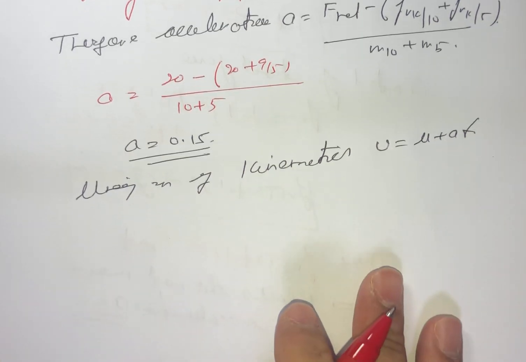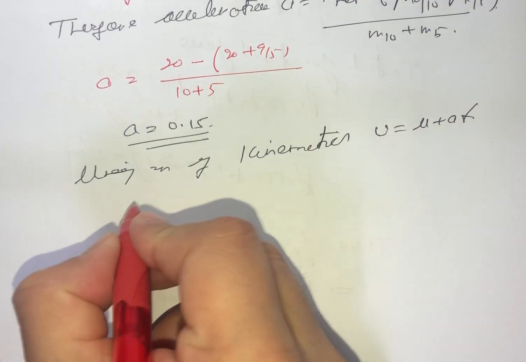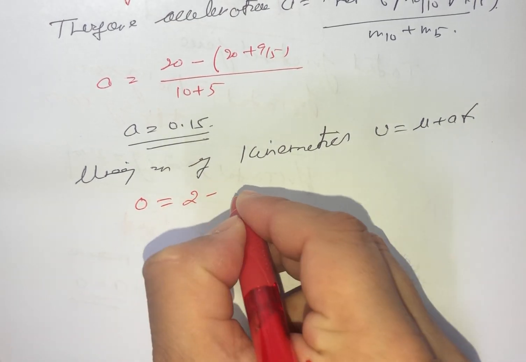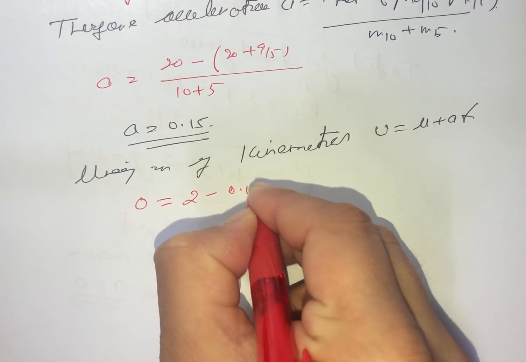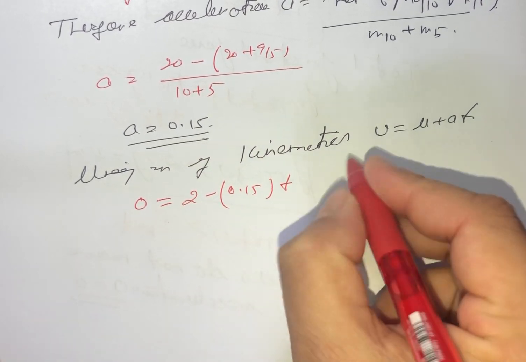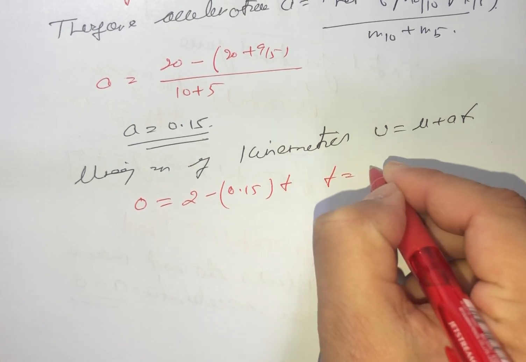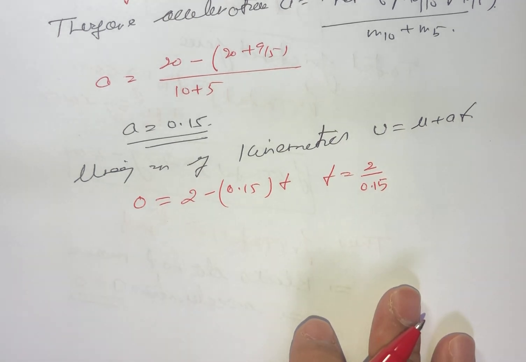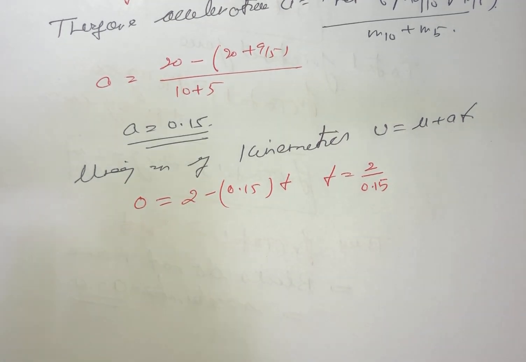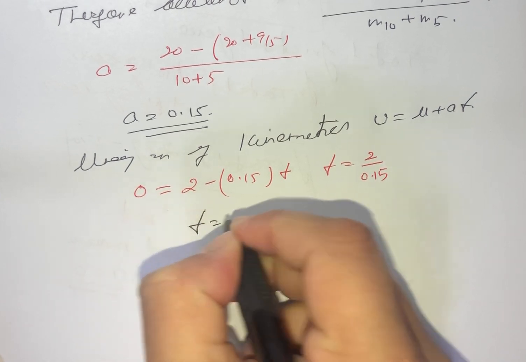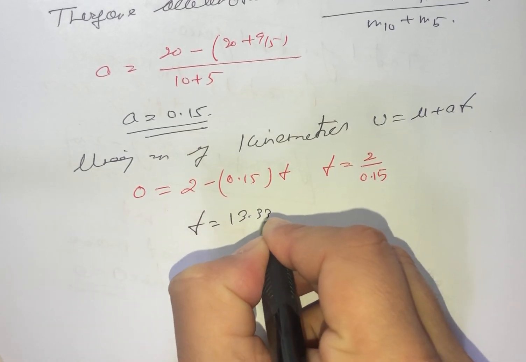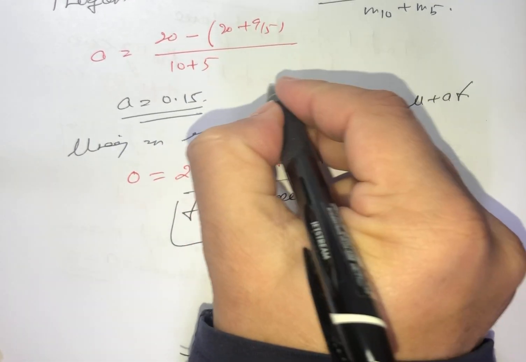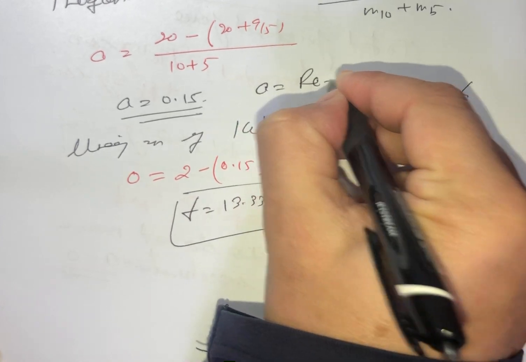Okay, so we can put the equation final velocity is 0. V is equal to 0, U is given as 2, retardation, so this comes minus 0.15 T. So from here we can say that T is equal to 2 upon 0.15, and we get T is equal to approximately 13.33 seconds. Okay, so we can say from here A is our retardation.